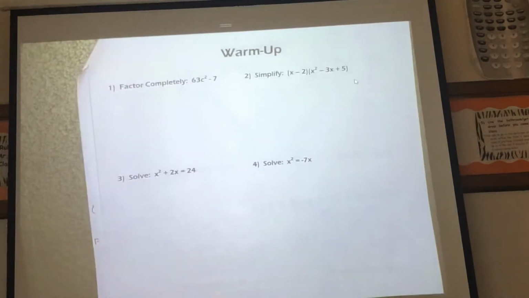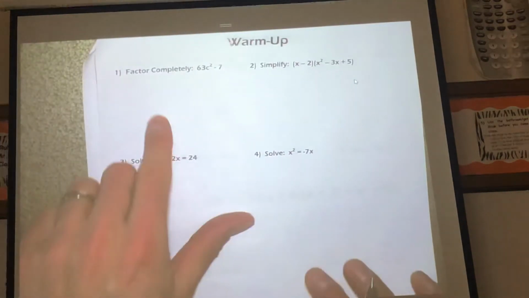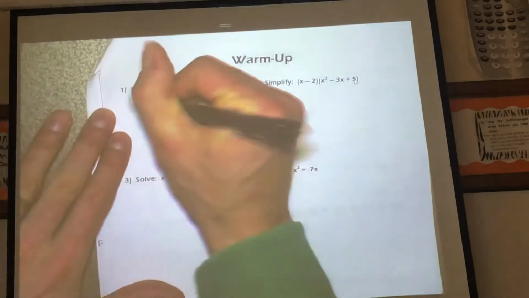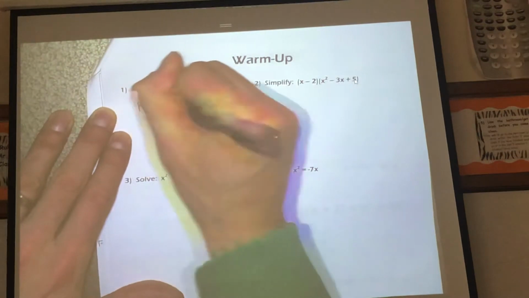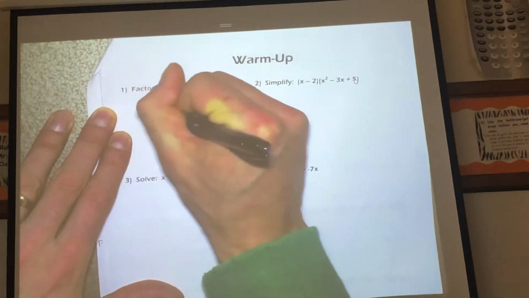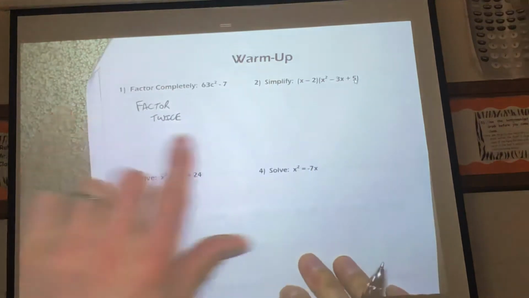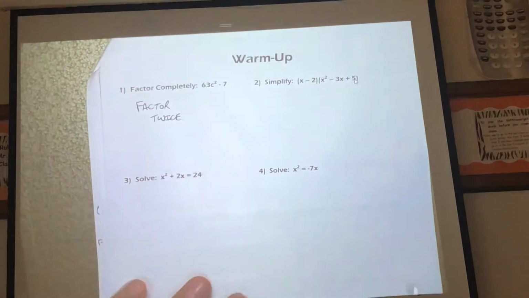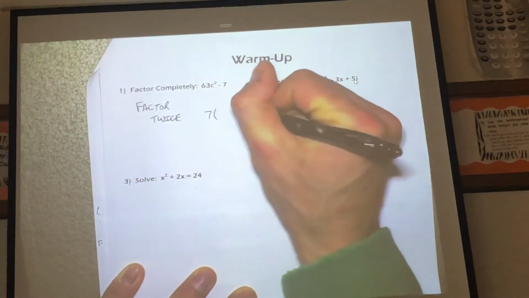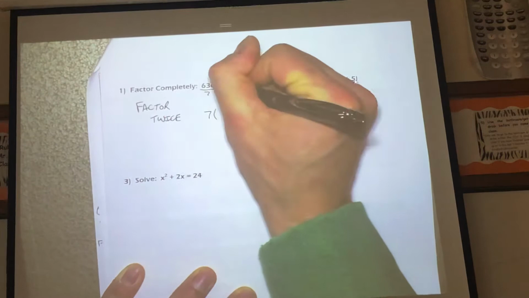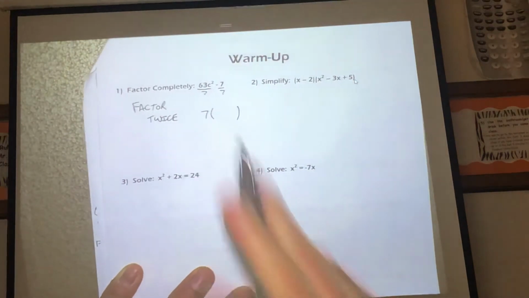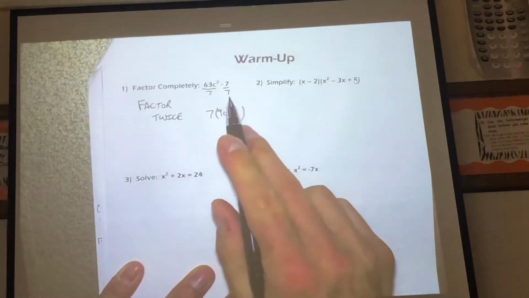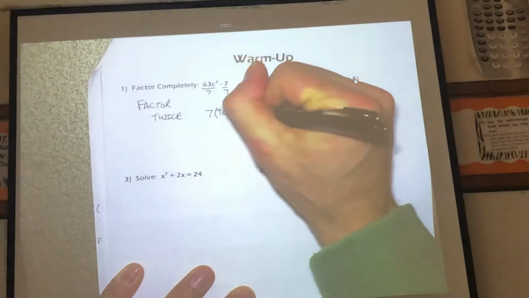So I'm going to start off with our warm-up. Couple quick review questions. So factor completely. This means we are going to factor more than once. Usually, it is twice. The first thing that we are going to do is find the GCF. The GCF here would be 7. So we divide each of these terms by 7. 63 divided by 7 would be 9c squared. And then 7 divided by 7 would be 1.